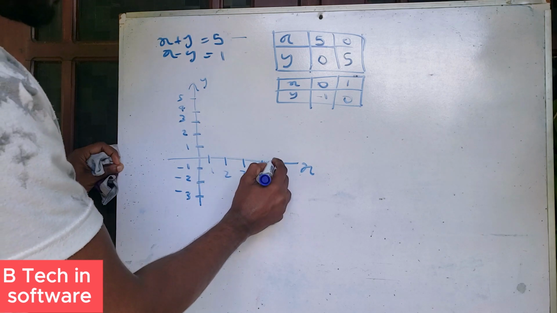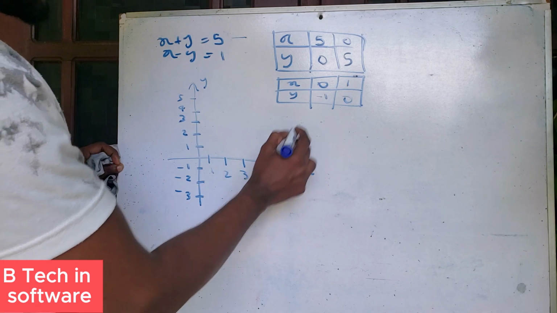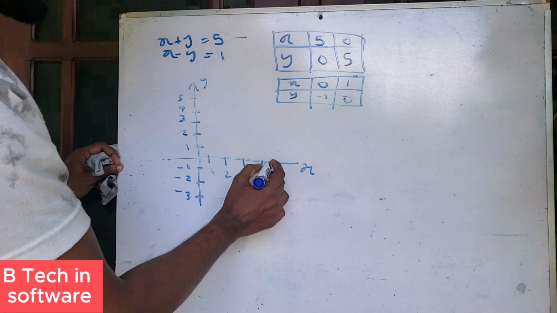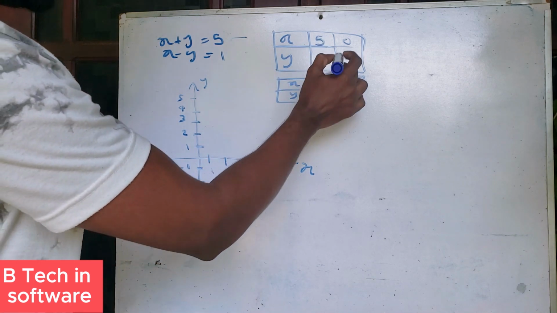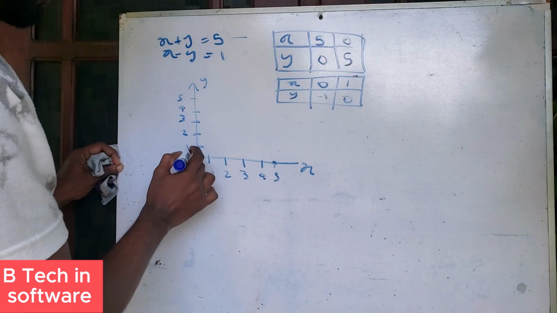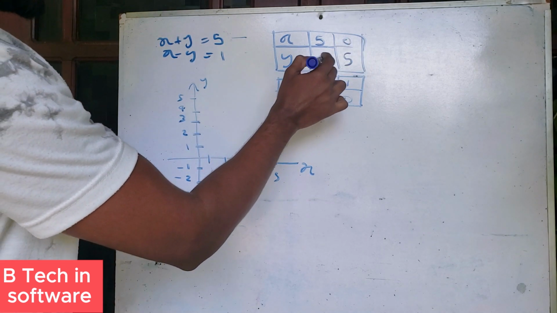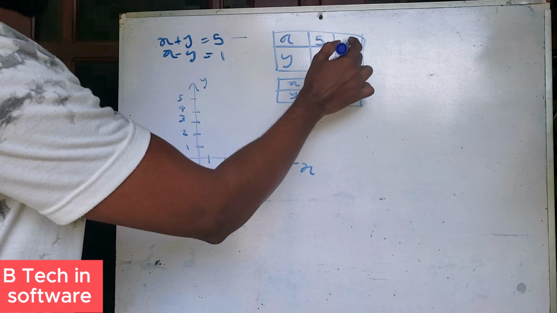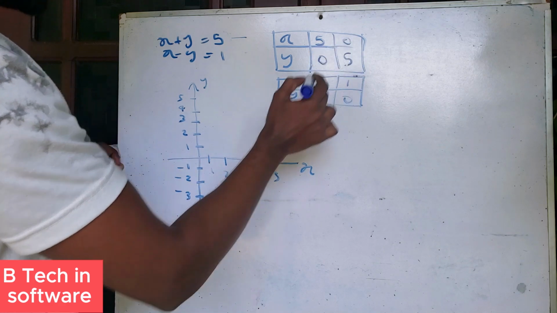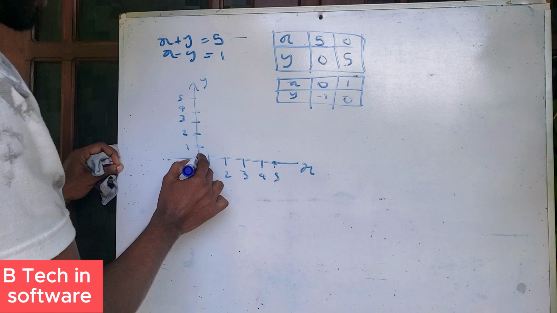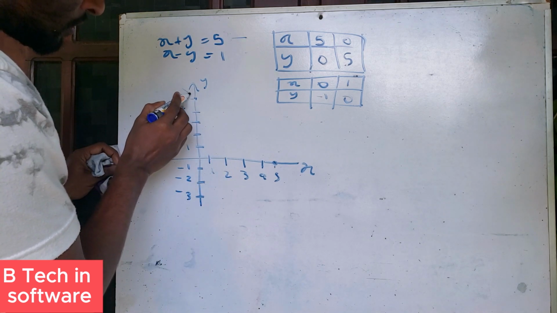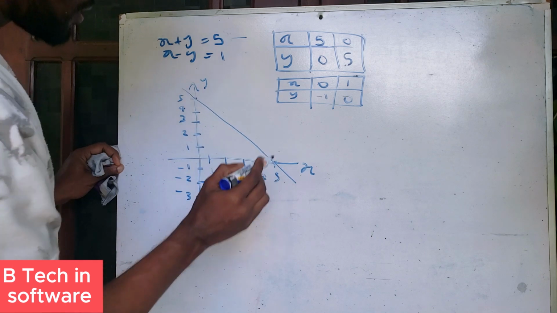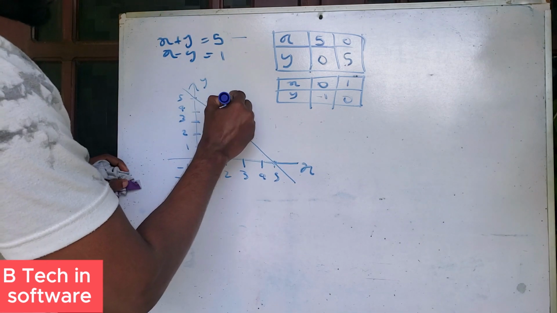x is 5 and y is 0 here, and then x is 0, y is 5. This is x plus y is equal to 5.